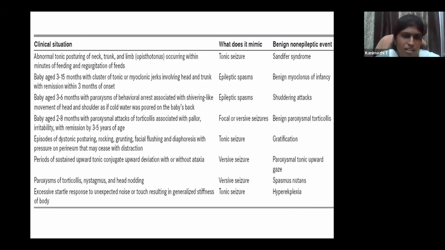And shuddering attacks. So shuddering attacks, how it happens is in babies, they suddenly stop doing anything, like there is a behavioral arrest, and they'll have some shivering movement of the upper body alone in the shoulders and the upper limbs, as if cold water is being poured on the baby's back. And gratification episodes are common, like they'll have some rocking, grunting, and they have pressure on the perineum. And spasmus nutans, okay, very important. Like this again seen in the infants. It's a triad of features. They have paroxysms of torticollis, nystagmoid movements, and head nodding. And hyperekplexia.